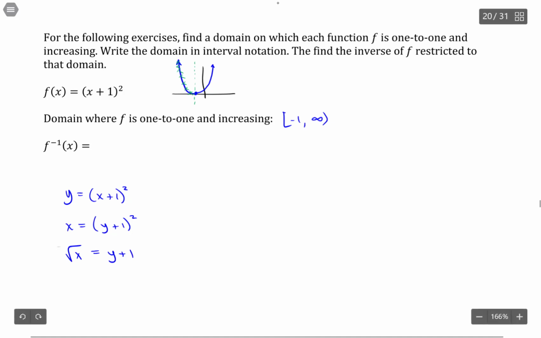All right, so all I'm going to do then is subtract 1 from both sides. So that means I have -1 plus the square root of x is equal to y, so that my f inverse of x, which I'll just put here, is, we'll say, square root of x minus 1.